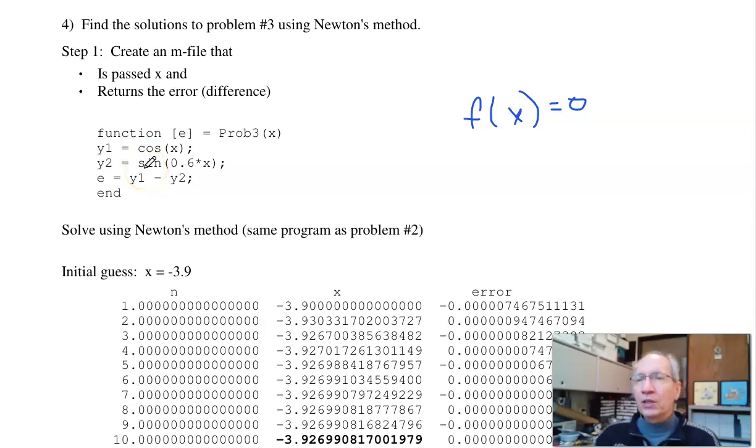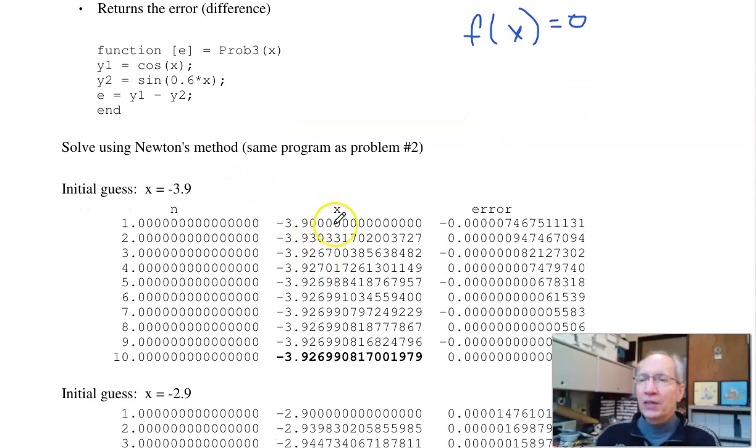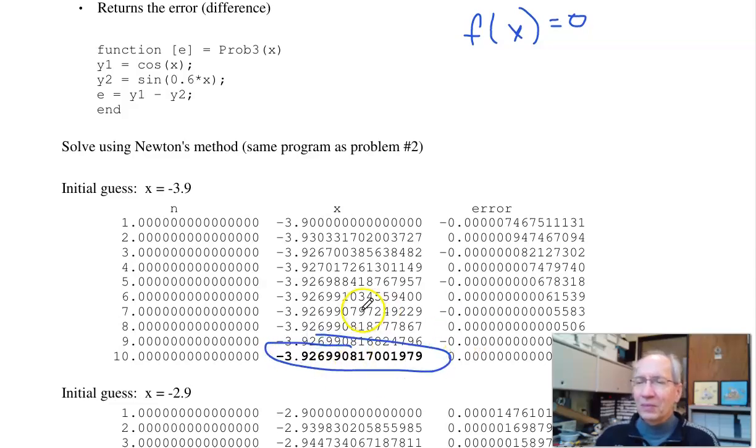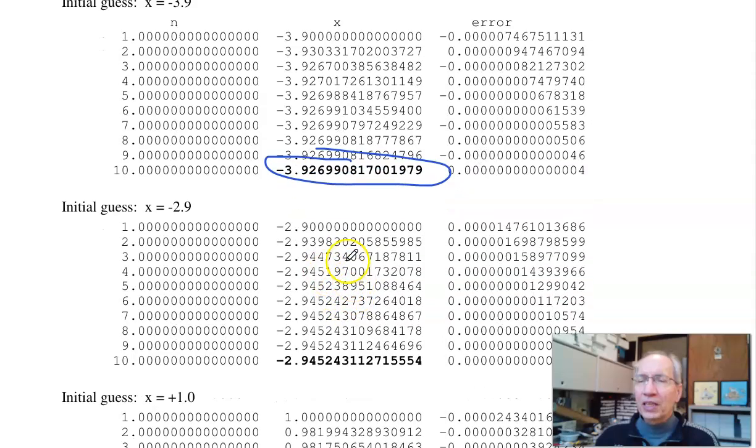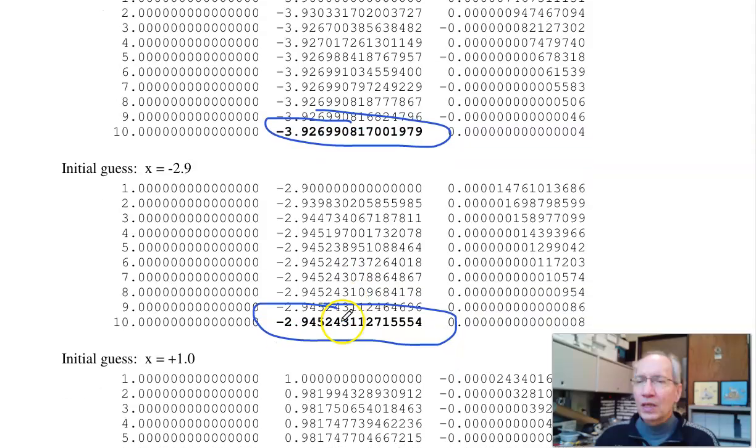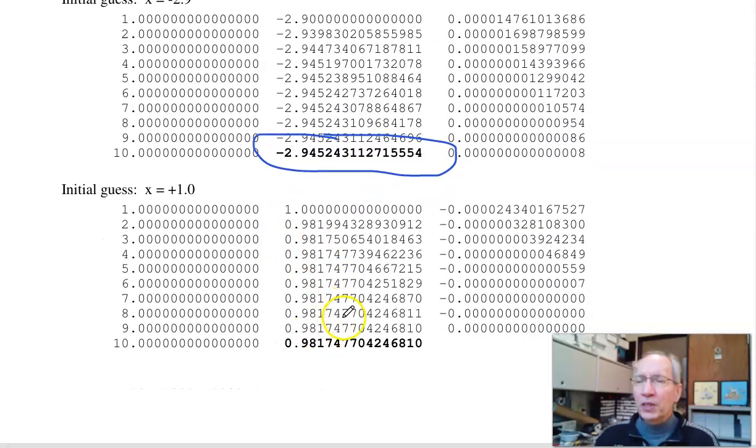Now repeat, using the previous Newton's method, only now using problem 3. When I iterate, I'm going to start at -3.9, and it fine-tunes it. Actually, the number is -3.926990817001979. Or if I start at -2.9, it zooms in on a second solution. Or make the guess +1, zooms in on the third solution.